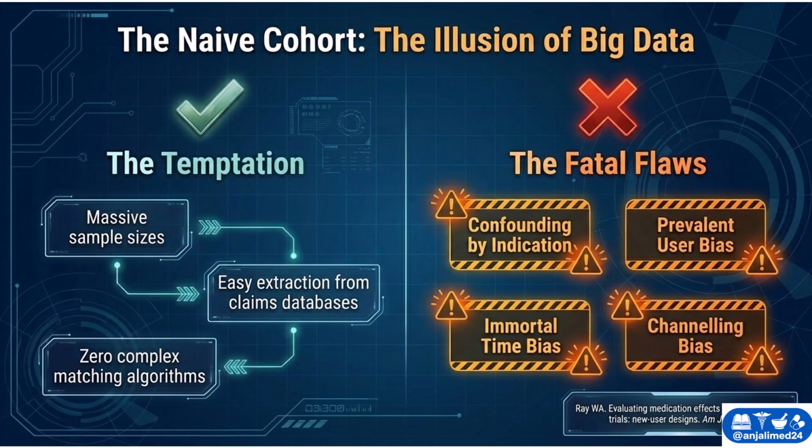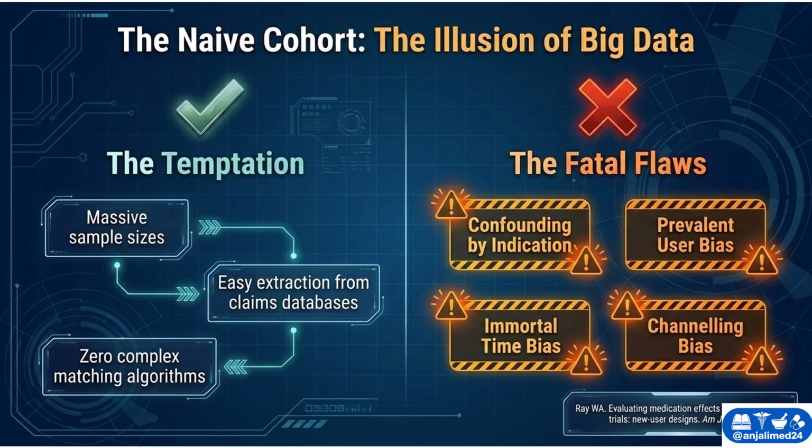At first glance, the naive cohort approach looks incredibly attractive. You have massive sample sizes, easy extraction from insurance claims databases, and no need for complicated matching algorithms or advanced causal modeling. This is the illusion of big data, the belief that more patients automatically mean better evidence. But large data sets cannot fix systematic bias. In fact, they can amplify it.